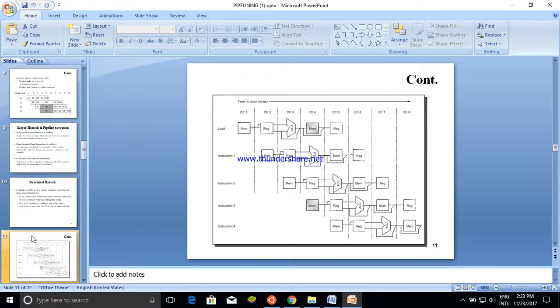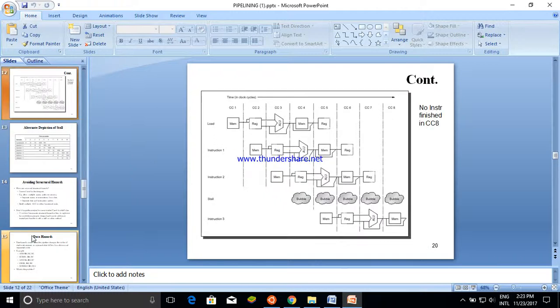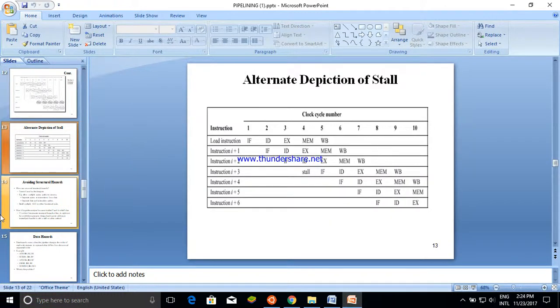Okay, now how to overcome this? A very easy process: we have to introduce stalls or bubbles. Here no execution or computation takes place. So what will happen is that in instruction 3 the memory gets overlapped to the next clock cycle, that is clock cycle 5, and the conflict does not take place. This is an alternate depiction of a stall, another way of describing or showing it.